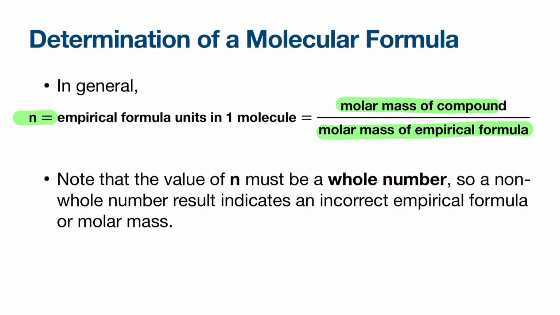And to emphasize the point, it is important to remember that n must always be a whole number. If your calculation gives a value that is not an integer, meaning it has decimal places or decimal points, it means that either the empirical formula or the molar mass used in the problem is incorrect.